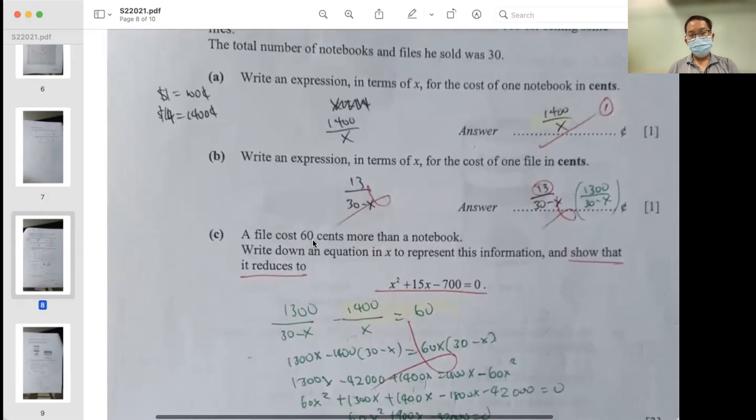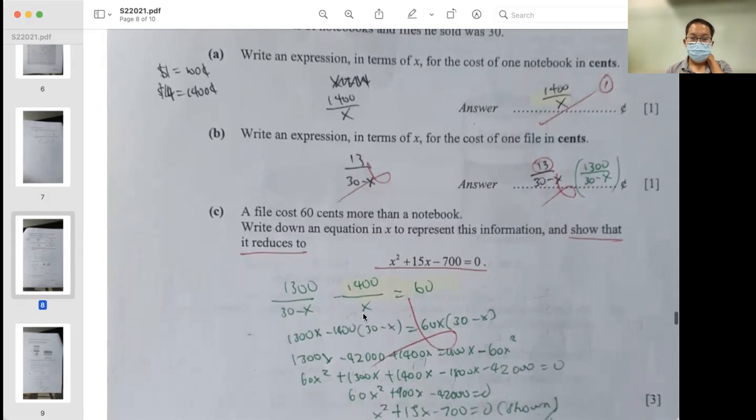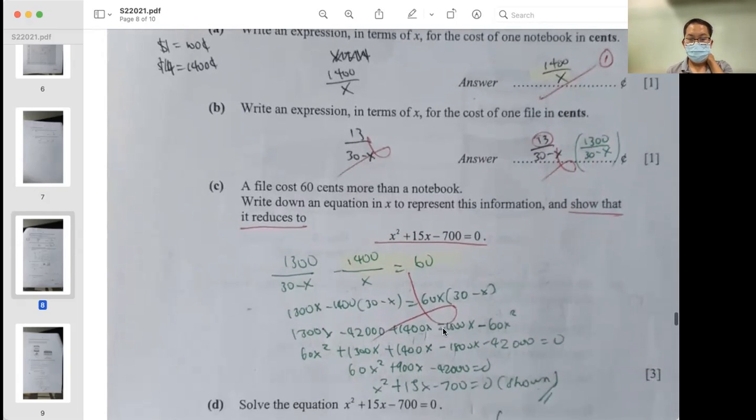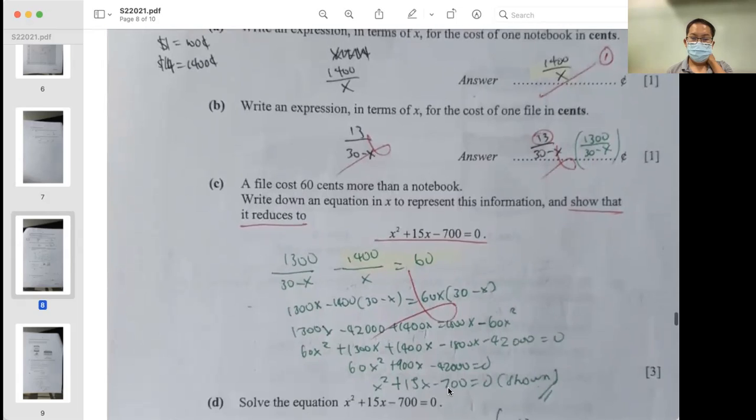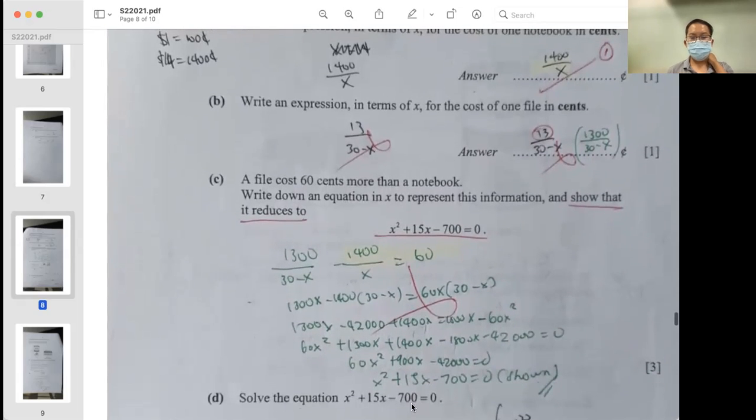Then how to form? So first it says a file costs 60 cents more. So just take the file minus the notebook equals 60 cents. So once you get the equation, you simplify. Bring over, then you expand, you get this, divided by 60, you will get x squared plus 15x minus 700. Okay, take some time to do part D, solve this equation.